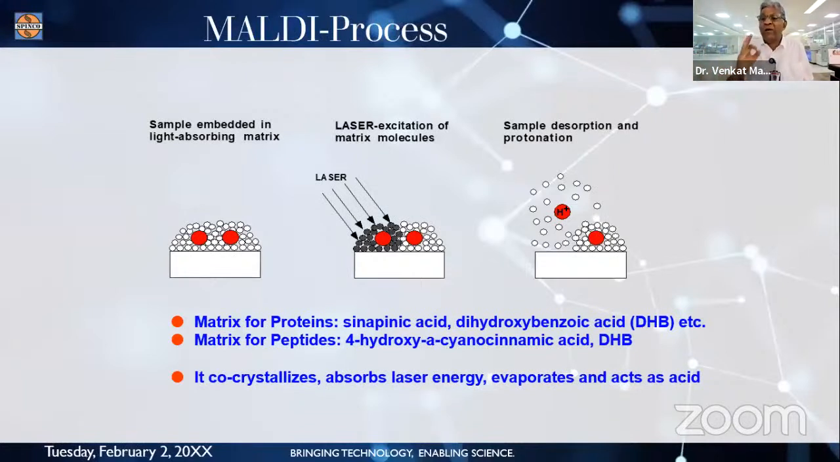A protein molecular weight can be as large as 180,000 Daltons. A small molecule, a pharmaceutical molecule, drug substance can be less than 1,000 Daltons. You can cover the entire range by mass spectrometer by this kind of ionization process.